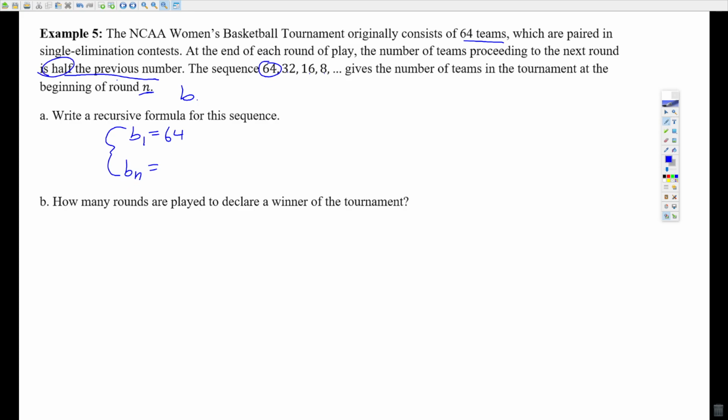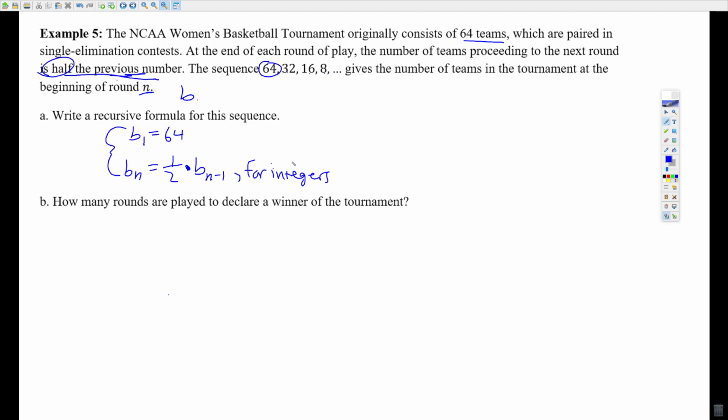So one way to write that would be multiply by 1 over 2, or you could also divide by 2. I'll use a fraction instead. We'll do 1/2 times our previous number. So our previous number would be b sub n minus 1. And then same thing, we have 4 integers.